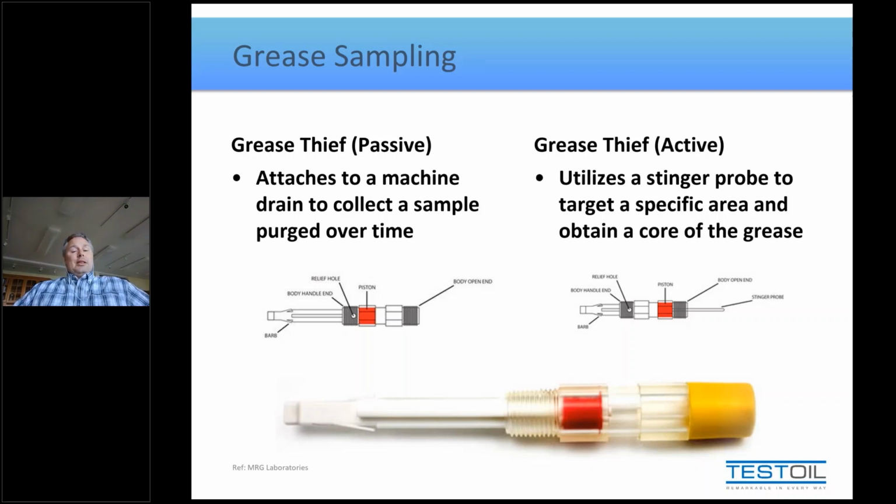So there are various tools that exist out there, and some of the best ones are made by a company called MRG. They're called Grease Thieves, and I'm showing you 2 of their variations right here. One's an active sampler that you install by threading it into a purge. The passive one you thread into the birds. The active one is like a core sampler. It's basically got a little stinger on it, and you just insert it, grab the sample.